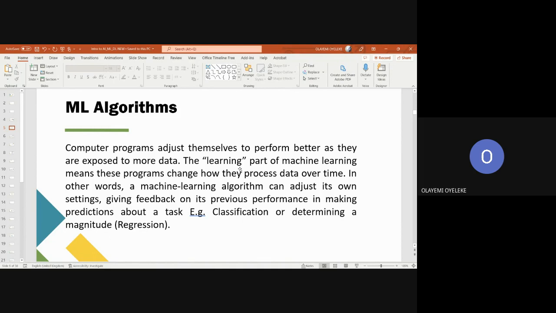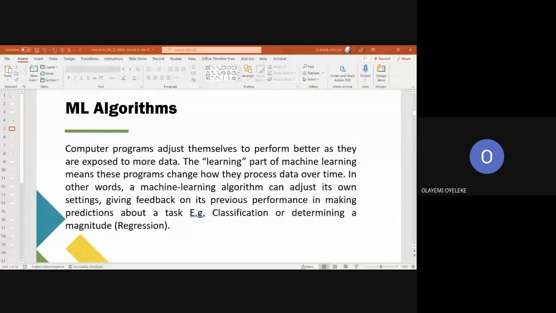So these computer algorithms are a bunch of mathematical concepts, and they are computer programs designed to learn from data. As part of their learning stage, they can adjust themselves to learn more from the data you are feeding in, and they can also give you feedback on how well they've learned that data. And we can use them for classification tasks or for determining a magnitude, which we call regression tasks. So that is what machine learning or computer algorithms mean.